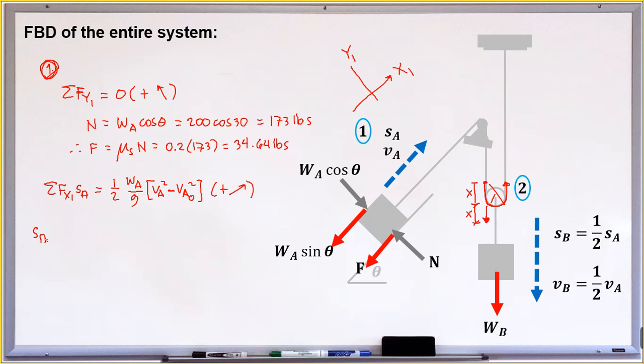So therefore we have SA times negative WA sine 30 degrees, then minus the frictional force, that is 34.64, is equal to 1 half, then our WA over G, and then our VA square. Okay, we don't have VA0 kay 0 naman na siya.